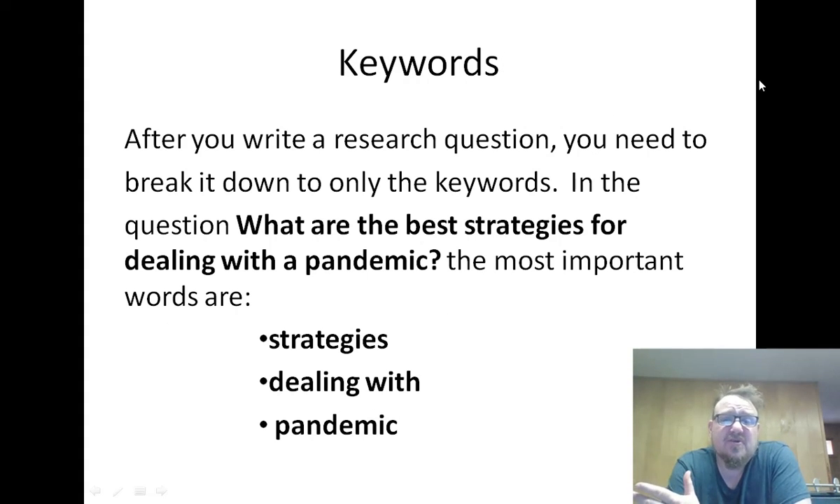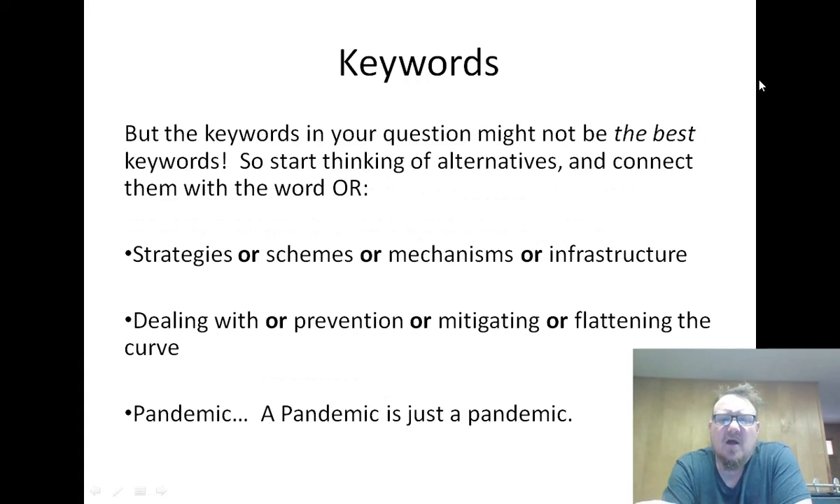After you write your research question, you need to break it down to only the important words, only the key words. In this question, what are the best strategies for dealing with a pandemic? The most important words are strategies, dealing with, and pandemic. But the keywords in your question might not be the best keywords for a search. So start thinking of alternatives and connect them with the word or.